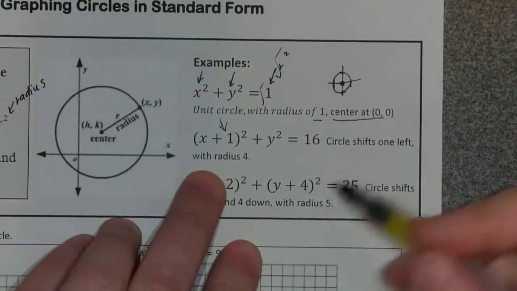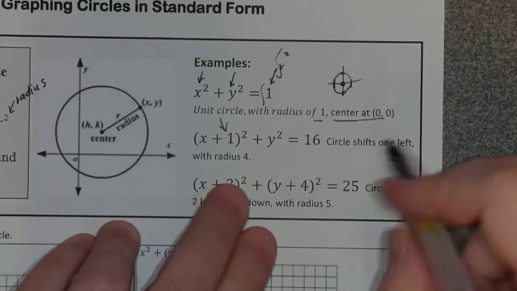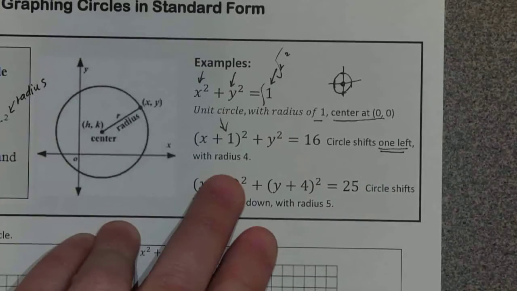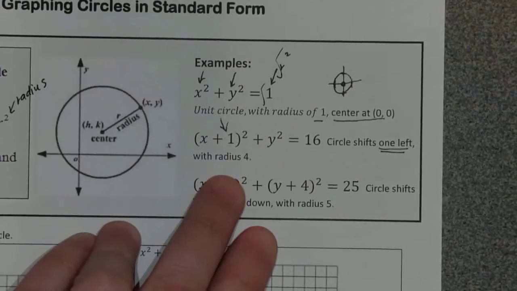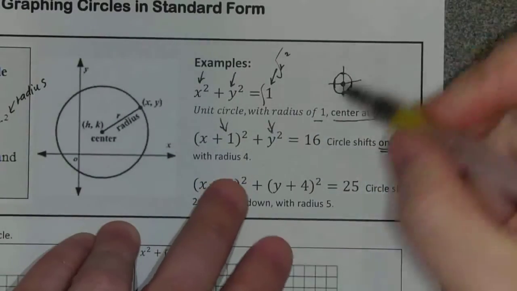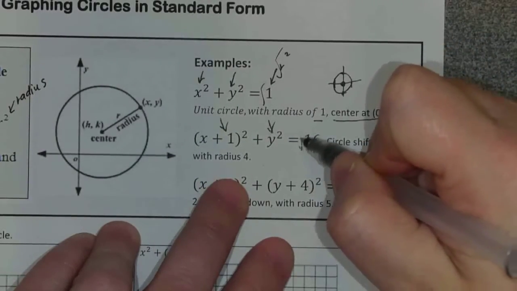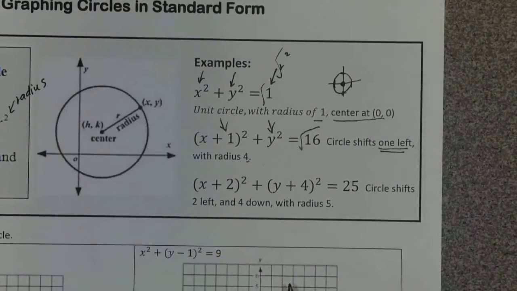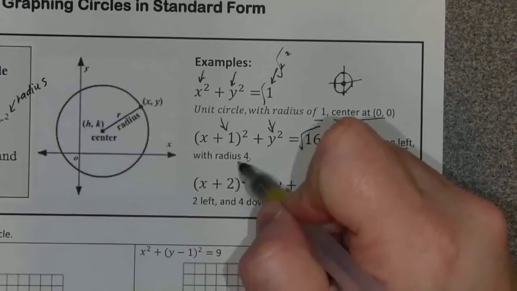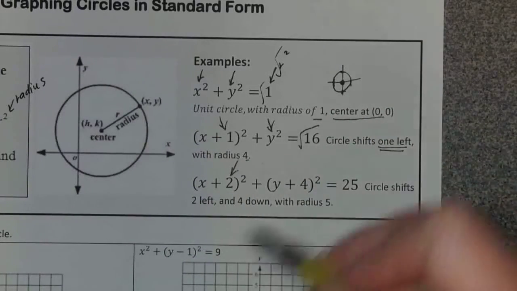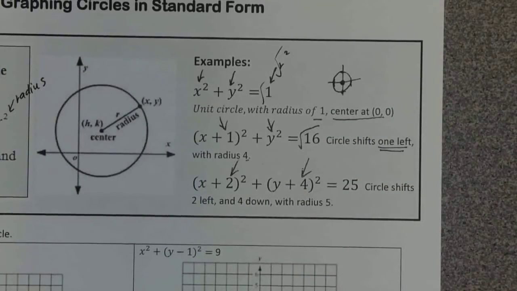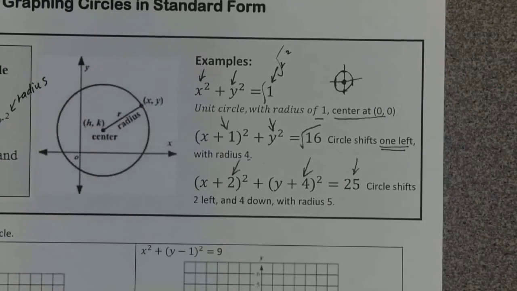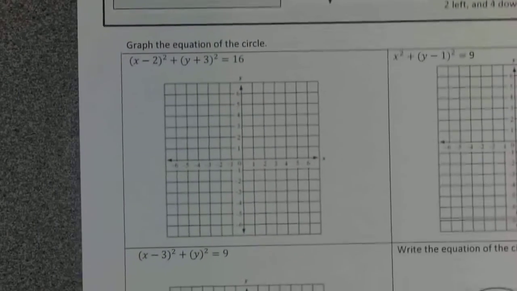Okay, same idea here, but this time you have a plus 1 here. When you have a plus 1 here, that means you're shifting your center point left 1, but we didn't move up or down here. Our radius comes from square rooting the 16 to get the radius of 4. Then we could just graph that. Again, here, movement, this would be left, this would be down, and then square root the 25 to get the radius of 5. So let's just try this and see if we can do it.